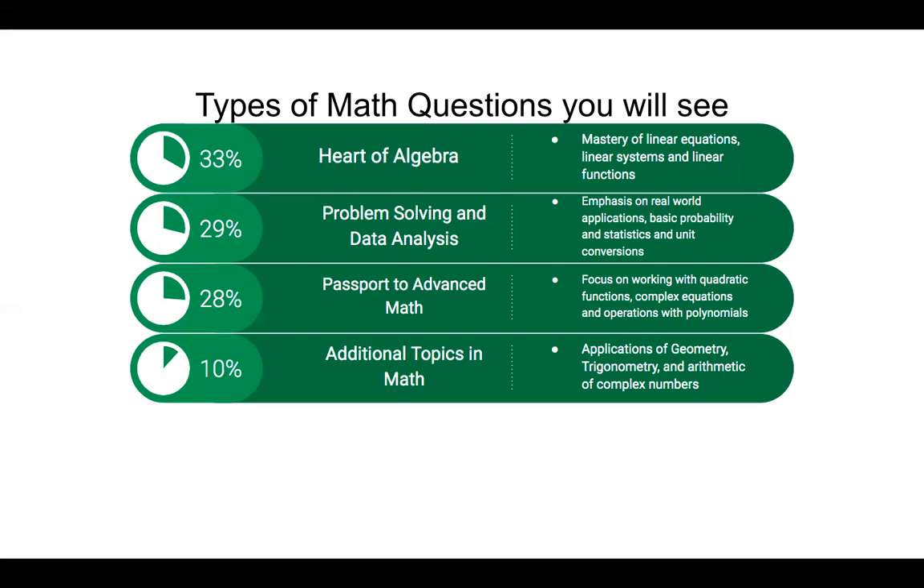Passport to Advanced Math makes up 28% of the test, and you don't need to have a lot of experience working with advanced math. They're really just going to be focusing on basic complex equations, complex numbers, and some quadratic functions as well. And then the remaining 10% is going to be your additional topics in math. This relates more to what you do in class, in Regents level classes, such as applications of geometry, trigonometry, and working with complex numbers as well.